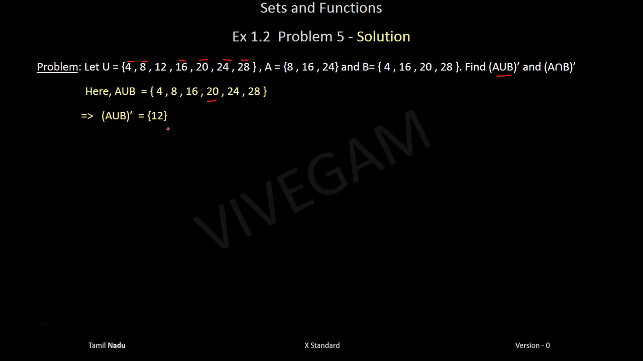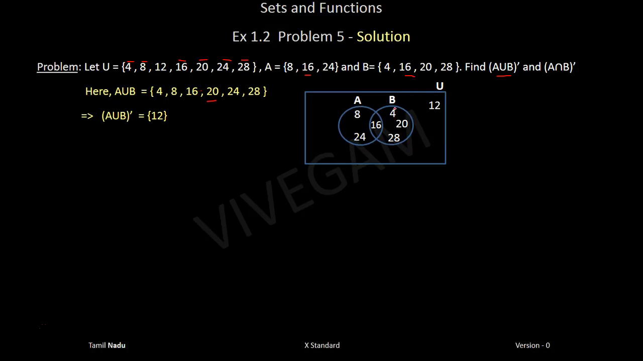Now let's try to do this by Venn diagram as well. For a Venn diagram, the first thing we need to find is the intersection of A and B. Do we have any intersection? Yes, 16 is the intersection. So we draw two intersecting circles A and B inside a rectangle U, and put the common element 16 in the intersection. Now what is left in A after removing the intersection? 8 and 24. That will come in this area. Similarly, what is left in B is 4, 20, 28, which is B minus A. That will come in this area.